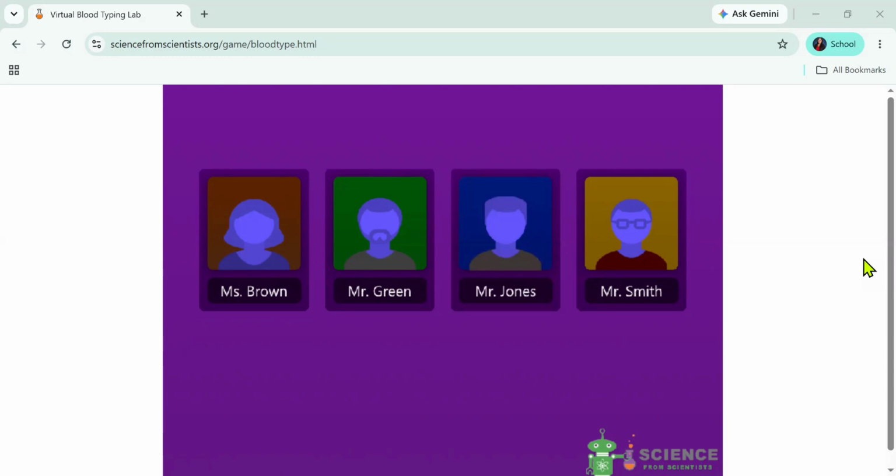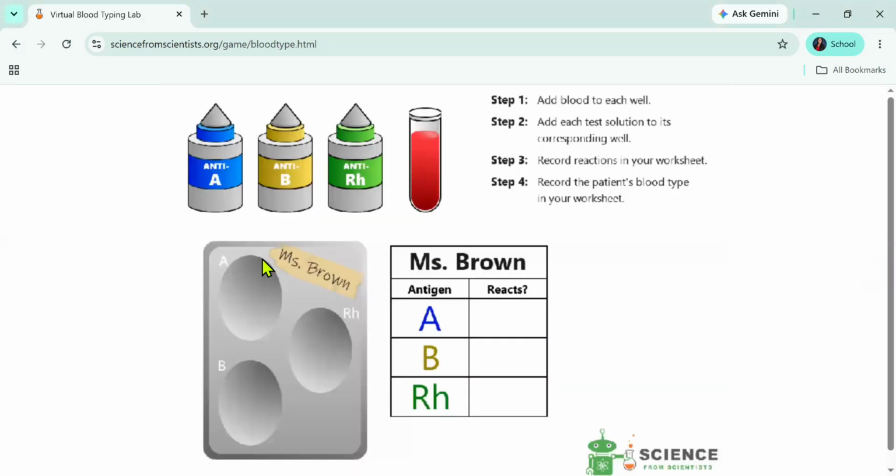Before we proceed, we have here sample bloods from Miss Brown, Mr. Green, Mr. Jones, and Mr. Smith. So what we are going to do is identify their blood types. Let us go with Miss Brown first. When you have already collected your specimen, the blood, you have your ABRH plate here, and what you are going to do first is add blood to each well.